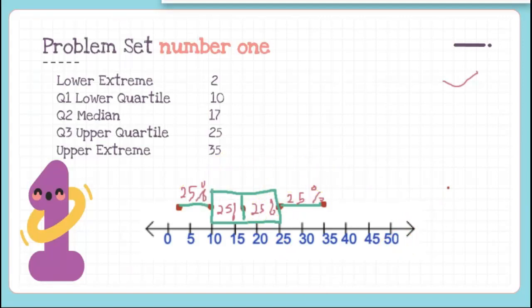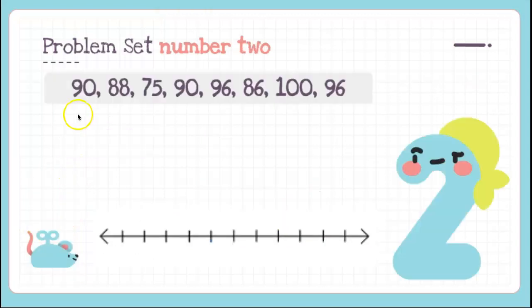Okay, let's look at this next example. Okay, so we have problem set number 2. Here we have a set of 90, 88, 75, 90, 96, 86, 80, and 100. The first step we need to do is arrange this from lowest to highest. So how about you guys? Help me arrange this from lowest to highest in your notebook, and then we'll figure out together what will be our median. And the median, right? The quartiles and the lowest extreme.